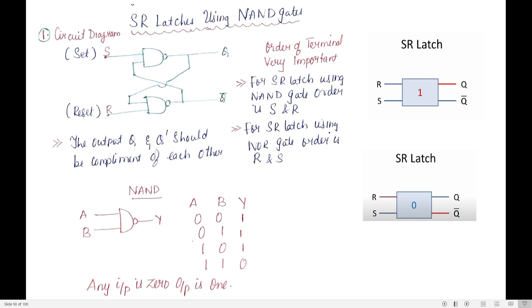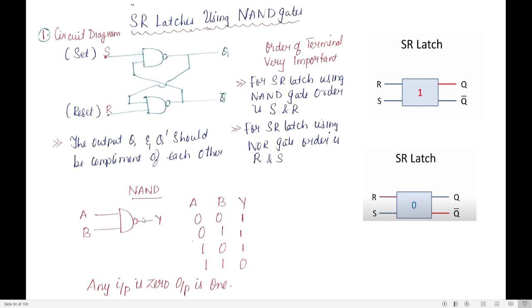The outputs Q and Q bar should be complements of each other. It means if Q is 1, Q bar should be 0, or if Q is 0, Q bar should be 1. This is the construction of SR latch using NAND gates. If you want to construct an SR latch using NOR gates, then S should sit at the bottom and R should be at the top. That is the difference. If it is NAND gate, S compulsorily must sit at the top and R at the bottom. So we are going to design using NAND.